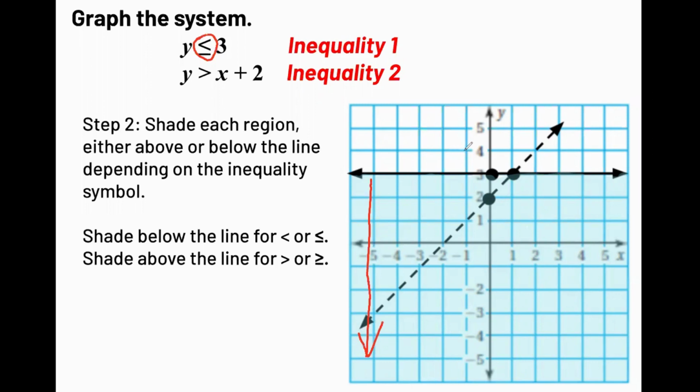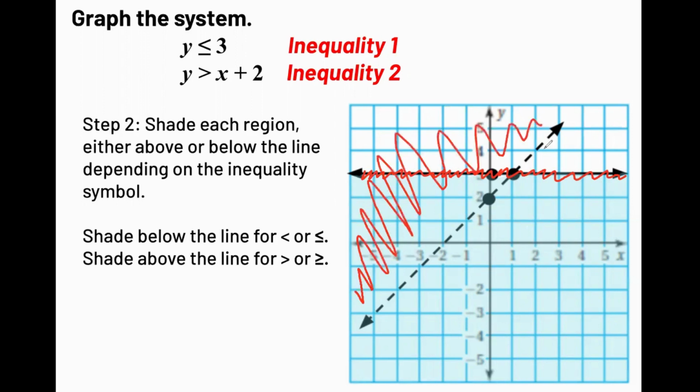Once you've done that, you can do this exact same for your other line. We have y is greater than x plus 2. Since it's greater than, you're going to shade above the line. So again, just disregard your other line. So in this case, disregard y is less than or equal to 3. And make sure to shade everything that is above y is greater than x plus 2. So that would be that region right there.